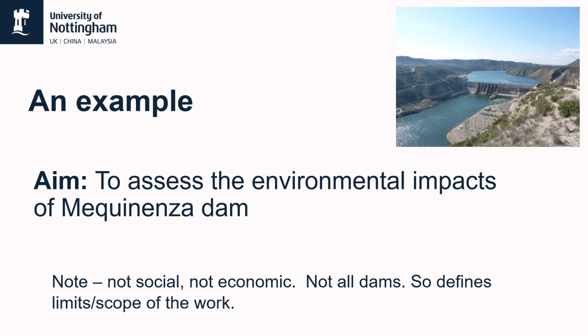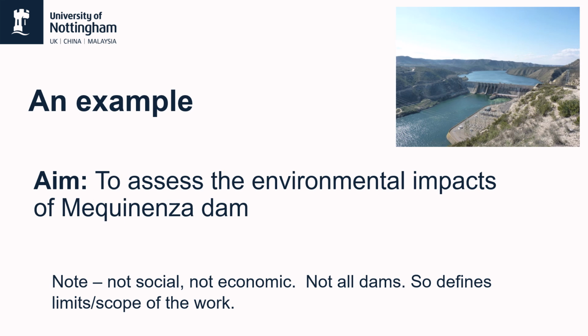A couple of things to note here, going back to the point I made earlier about how this statement sets the boundary. Here the boundary is that we're looking at environmental impacts. We're not looking at social impacts. We're not looking at economic impacts. Also, the boundary is specified by the fact that we are focusing only on Mequinenza Dam. We're not interested in all dams. So this aim sets the perimeter, if you like. It sets the boundary of what we're doing. It sets out the scope of the work.